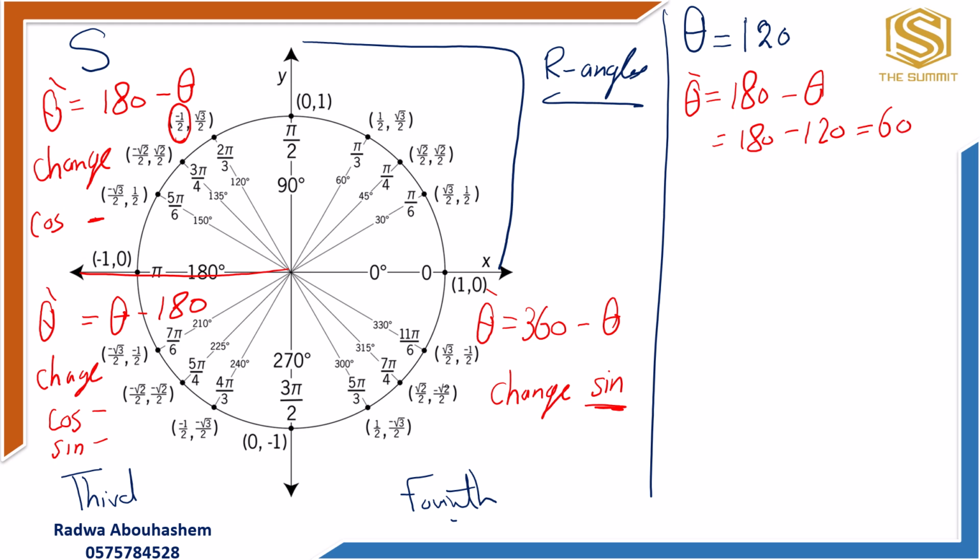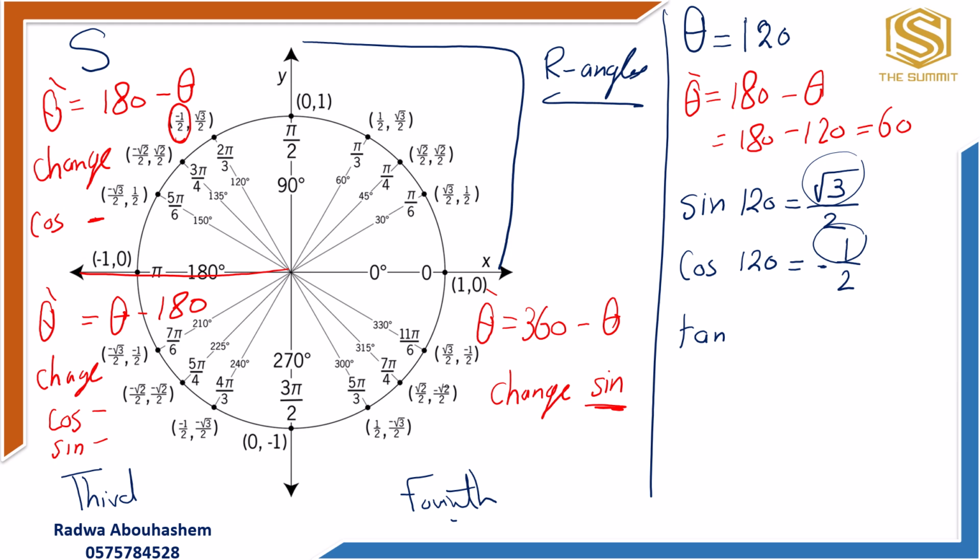So the same value for sine and cosine, but I have to change what? I have to change the cosine because I'm in the negative direction of x. So the sine of 120 is the same as the sine of 60, which is root 3 over 2. And the cosine of 120 is the negative of the cosine of 60, so it would be negative 1 over 2. And what about the tan? We agreed, we divide those. So root 3 over negative 1 gives me negative root 3.